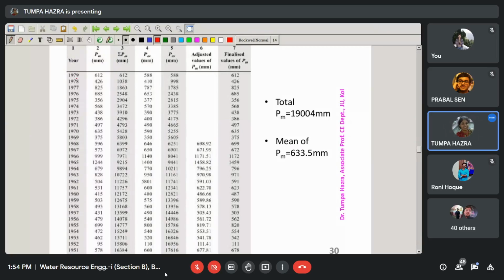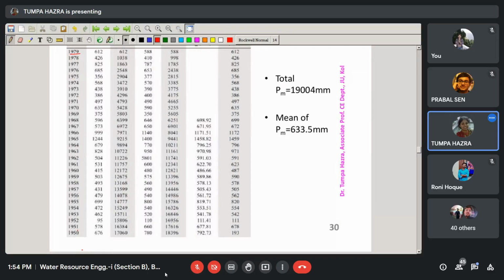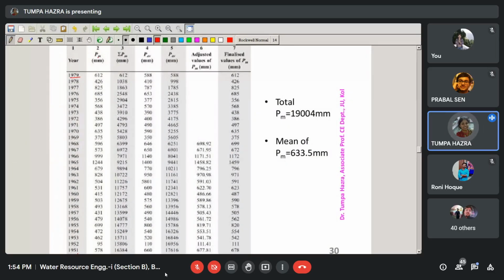So we will first arrange the data from 1979 to 1950 of station M and the average precipitation of the neighboring stations. So after writing these two, the second column and fourth column data are given to you. Now you have to determine the cumulative precipitation of station M and the neighboring stations.